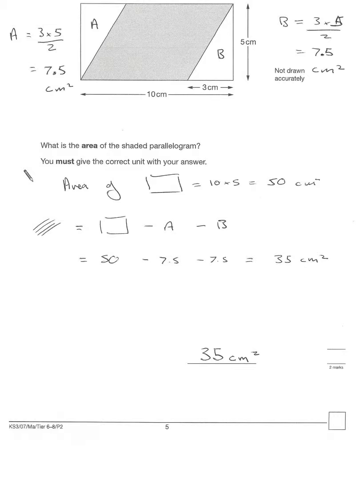So the shaded bit is made up of the whole thing, which is 50 from the 5 by 10. And then we take away 2 7.5s, which is the same as taking away 15. So we're left with 35 centimeters squared shaded in. Turns up a lot, something you'll see a lot of. So whenever you see something that's shaded, and you want to find the area, just look for the shapes around it and start taking them away.